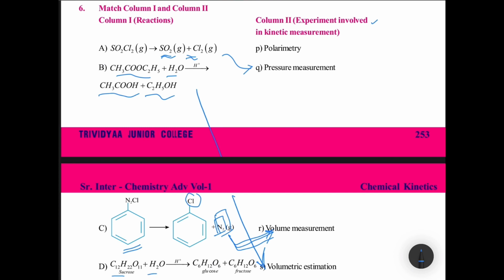Then sucrose hydrolysis to give you glucose and fructose. In this case, glucose is optically active, fructose is also having chiral carbons, optically active. For this purpose, polarimetry. So for D option, polarimetry. For C option, volume measurement. For B option and A option, pressure measurement.